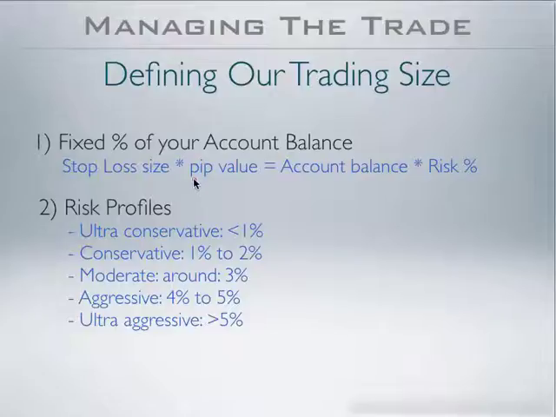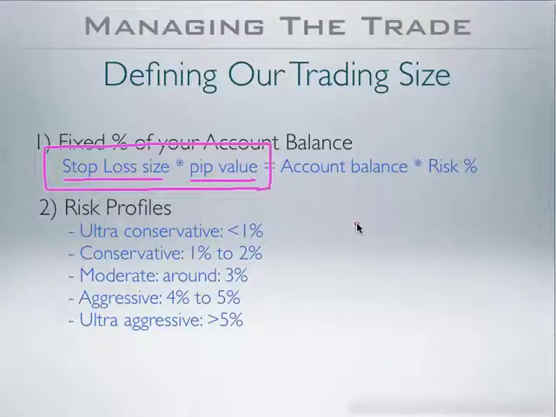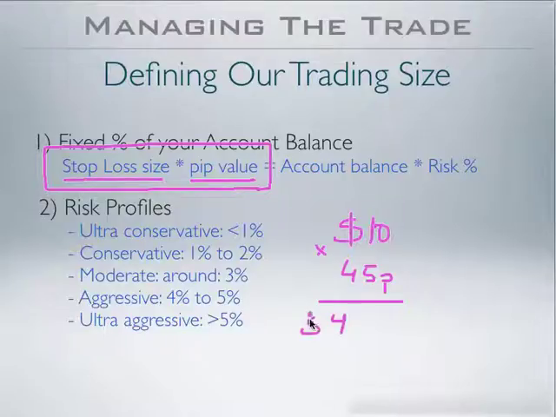Anyway, once you know the pip value for that currency pair, and once you know how many pips you are risking as far as your stop loss goes, you can easily determine how much you are risking money-wise on that particular trade. If you are trading, again, one standard lot of the euro against the American dollar, that means that every pip for your trade is going to be worth $10. Assuming you have a stop loss of, let's say, 45 pips, just as an example, then $10 multiplied by 45 pips means you are risking $450 on that particular trade.